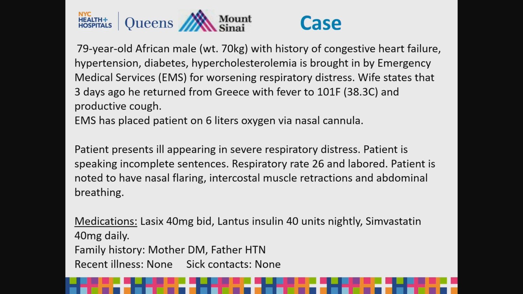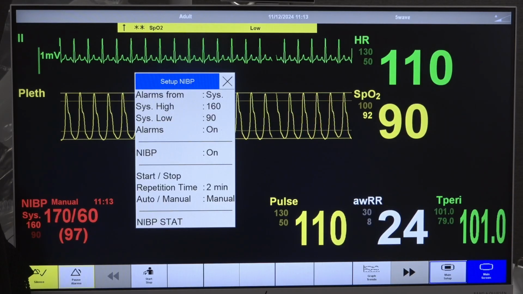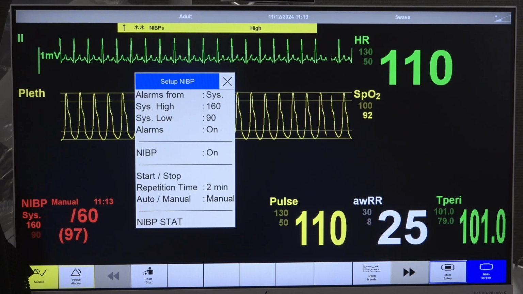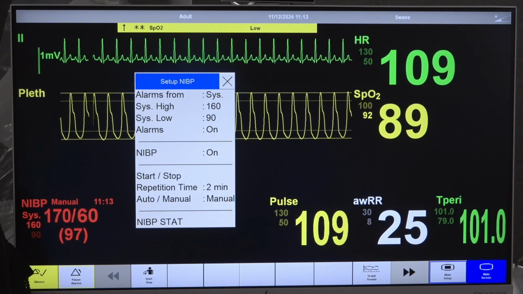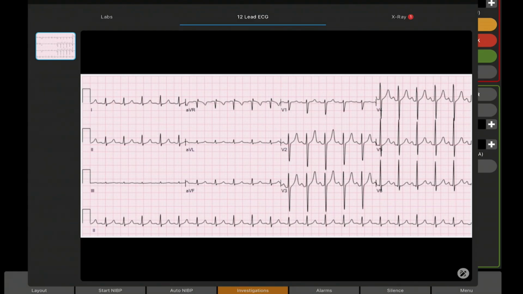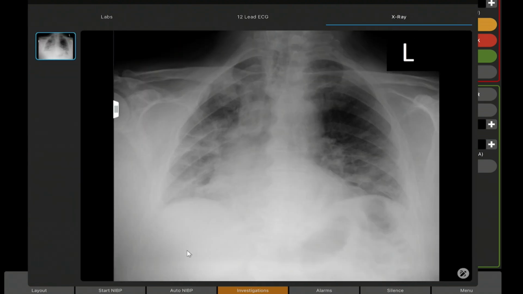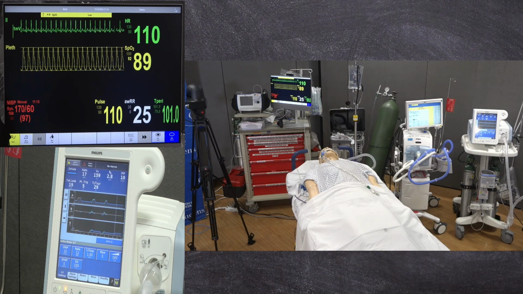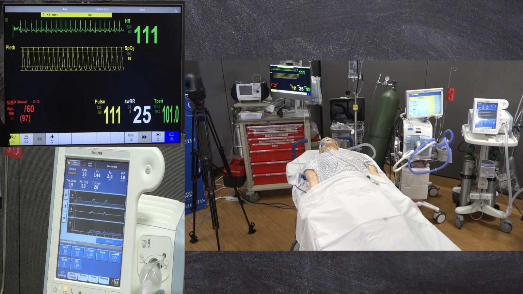Patient is speaking incomplete sentences. Respiratory rate is 26 and labored. Blood pressure 170/60, and respiratory rate 25. His EKG shows sinus tachycardia, and this is his initial chest x-ray. Respiratory intercostal retractions, abdominal breathing, nasal flaring. He looks overall very sick.